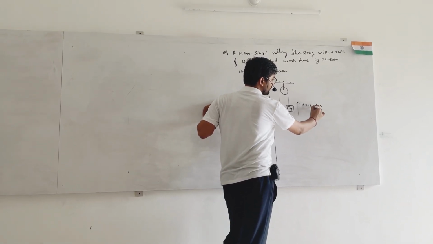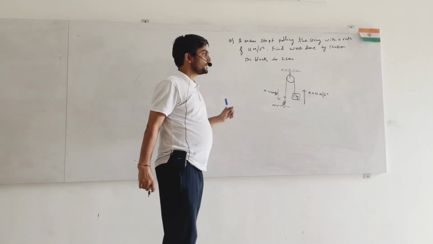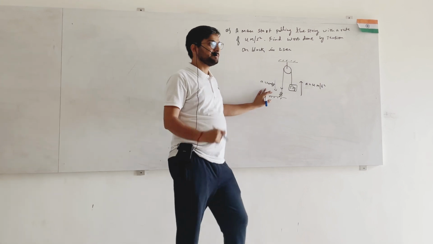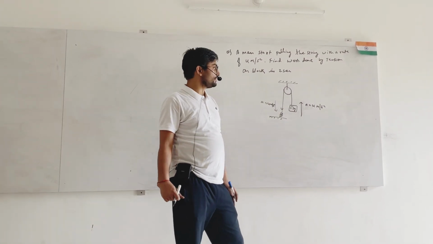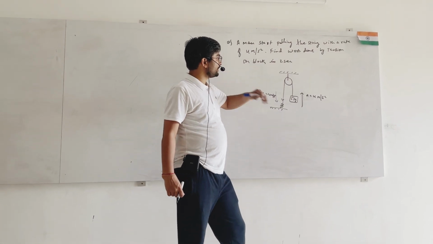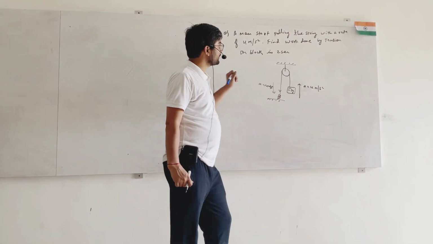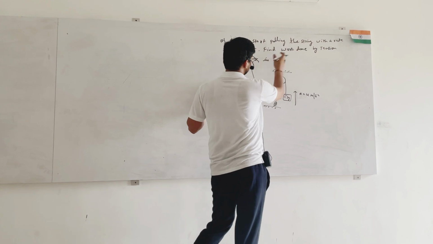Yes or no? So this block is also going up with 4 meter per second square. So according to the free body diagram, according to Newton's second law, right now we are writing the equation for finding the tension first, then the work done by T in 2 seconds.